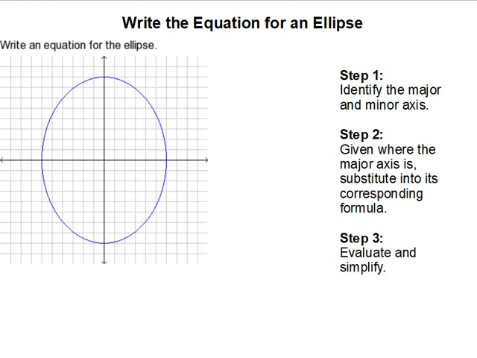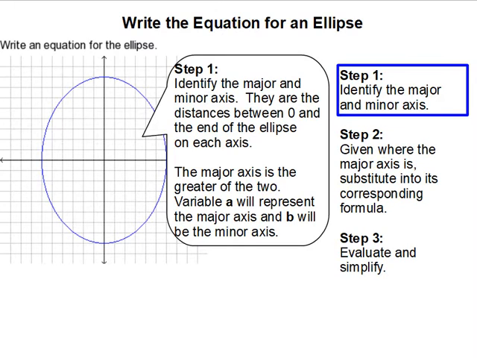Write the equation for an ellipse. In this problem, we are given a graph of an ellipse, and we're going to write an equation for it. Step 1. Identify the major and minor axis.